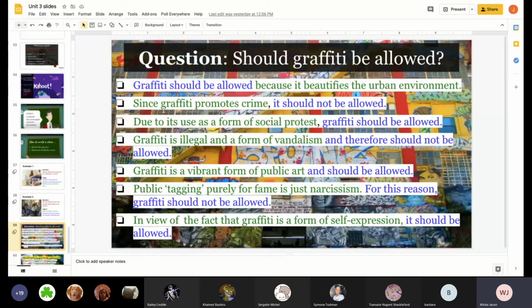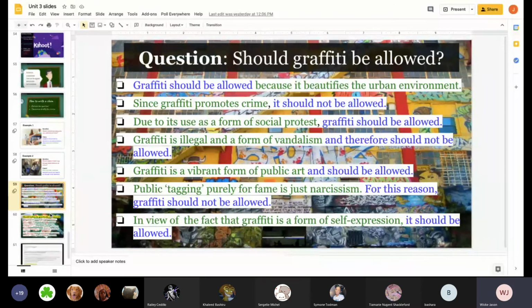Or there's all these other ways of doing it. You could use since, and then give your reason, or due to, same kind of thing. You could just put and then put the rephrasing of the question, like in these two examples. Or you can have it as a separate sentence, right? Public tagging purely for fame is just narcissism, full stop. For this reason, graffiti should not be allowed, right? Any of these ways of writing your claim are perfectly fine.